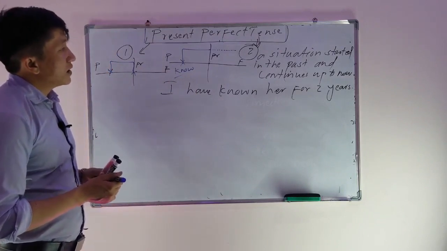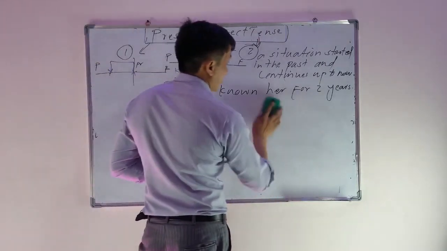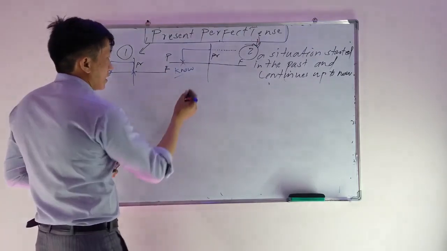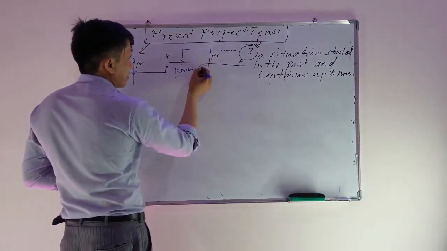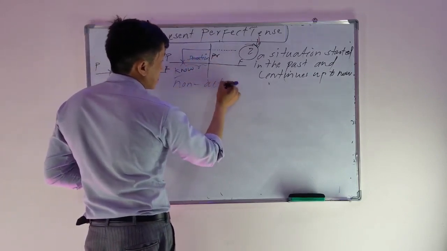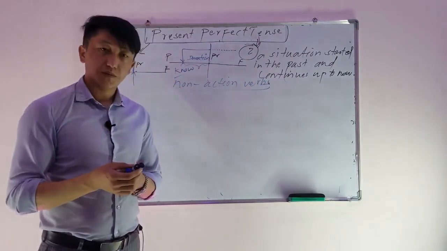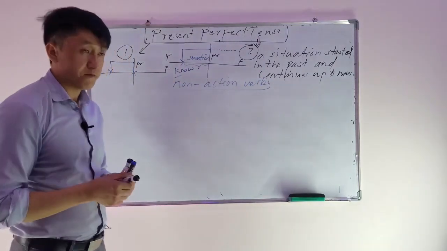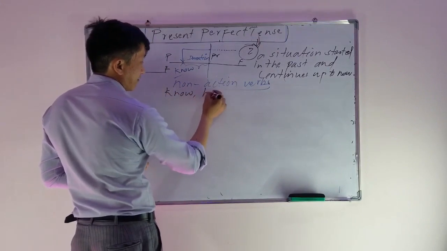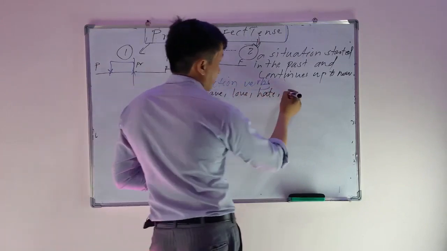Now here, this is a situation. It's mostly used for the duration of non-action verbs. Let me clarify it. This usage talks about situations, mostly situations. This one talks about the duration, the duration of non-action verbs. So what are non-action verbs? Non-action verbs are the verbs that usually don't show actions. For example, know, or we can say have, love, hate, understand.